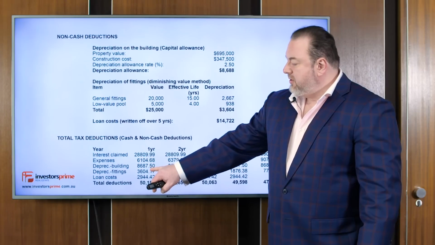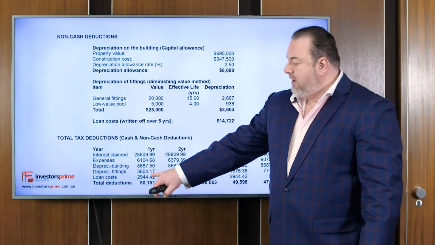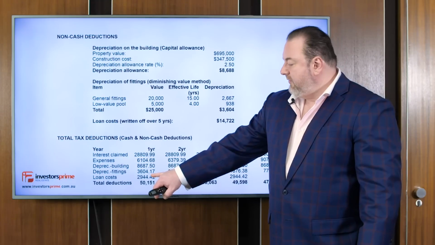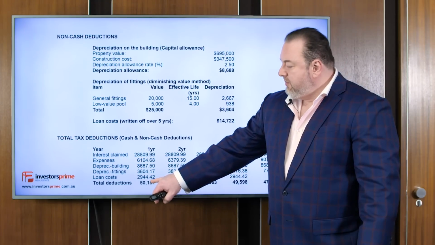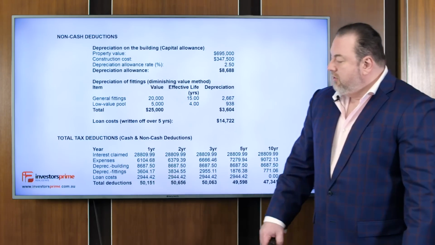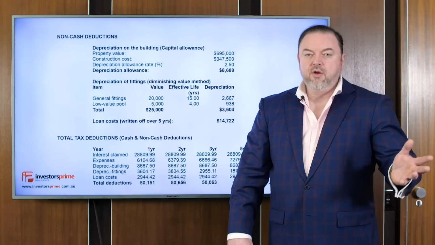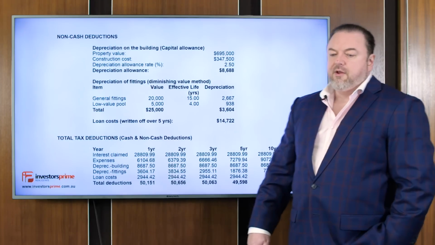$6,104.68. Depreciation on the building, $8,687. Depreciation on fixtures and fittings, $3,604. And then loan costs, which can be written over 5 years, $2,944. So in the first year, your deductions total $50,151, which is huge on someone that's on a $120,000 salary.